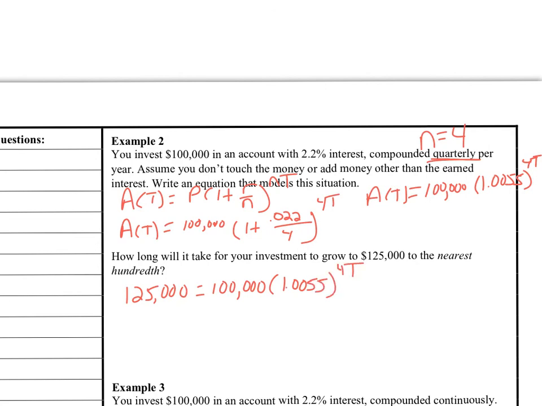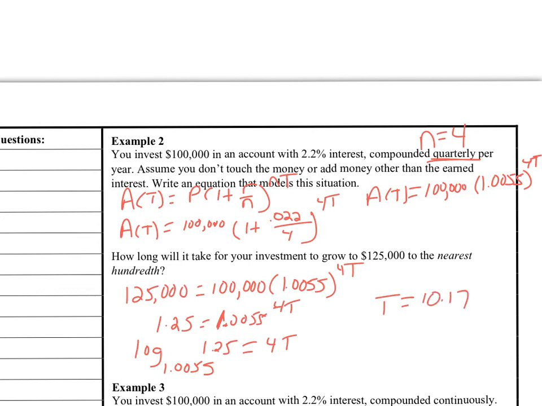So, divide by 100,000 again, get the 1.25. I'm going to skip over that step because I don't have the room. And this problem has a little more work to it. When I change it into logarithmic form, my base stays the base, 1.0055. The log always equals the exponent, so it's going to equal 4t. So it's log base 1.0055 of 1.25 equals 4t. From there, you type in your calculator, divide by 4, and you get t equals 10.17 years.